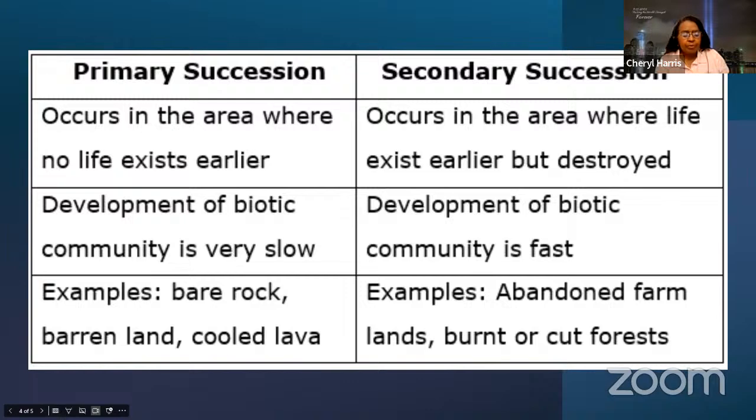All right. And then they give you those two examples: bare rock, barren land, cooled lava, so after a volcanic eruption. All right. An abandoned farm where nobody's taking care of it, and areas that were burnt or cut-down forests. So deforestation can also cause it.